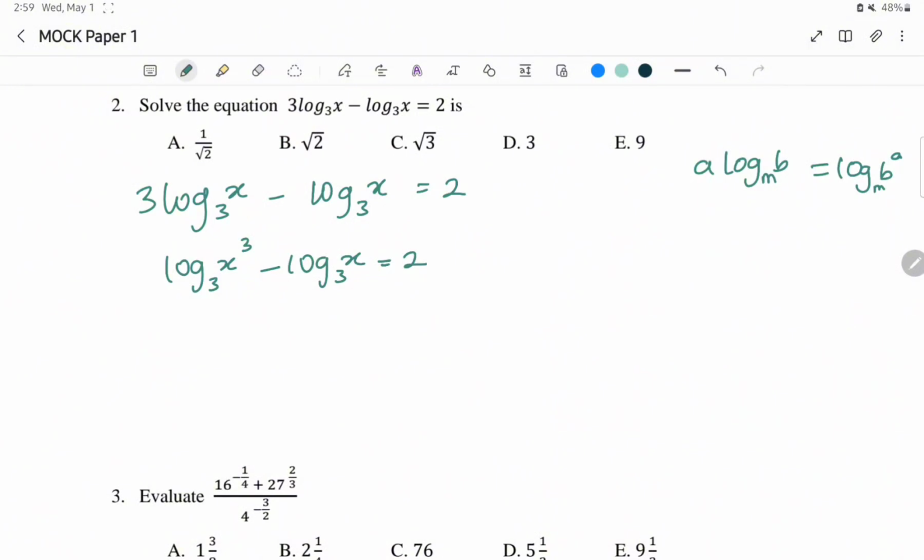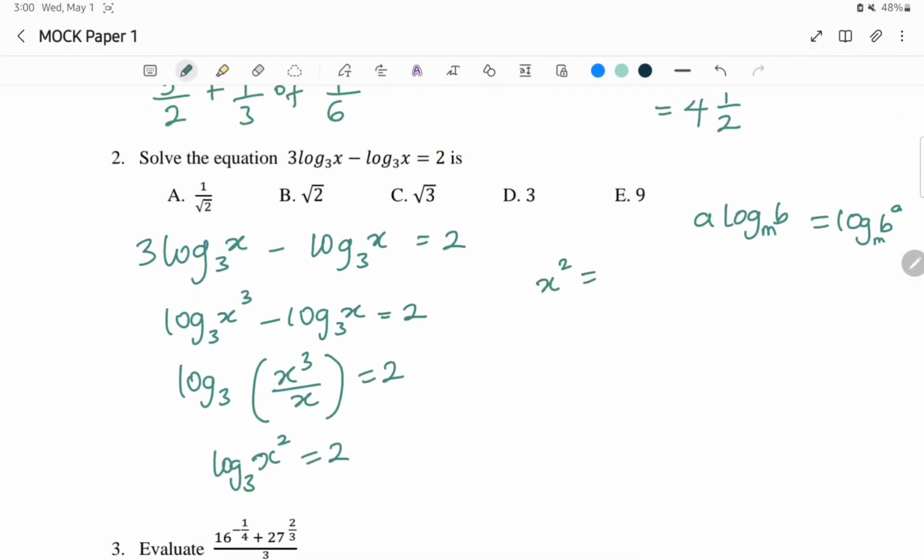Another rule of logarithm says that when we are subtracting two logarithms with the same base, it is equivalent to the division of those numbers. That is log base 3 of x raised to power 3 minus x. Since we have subtraction here, it will become division, equals 2. That means log base 3 of x raised to power 3 divided by x will be x squared, equals 2, which would mean that x squared equals 3 raised to power 2.